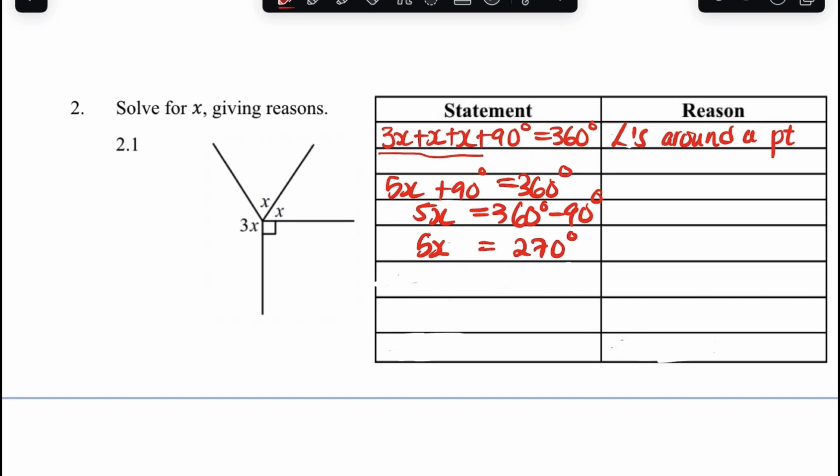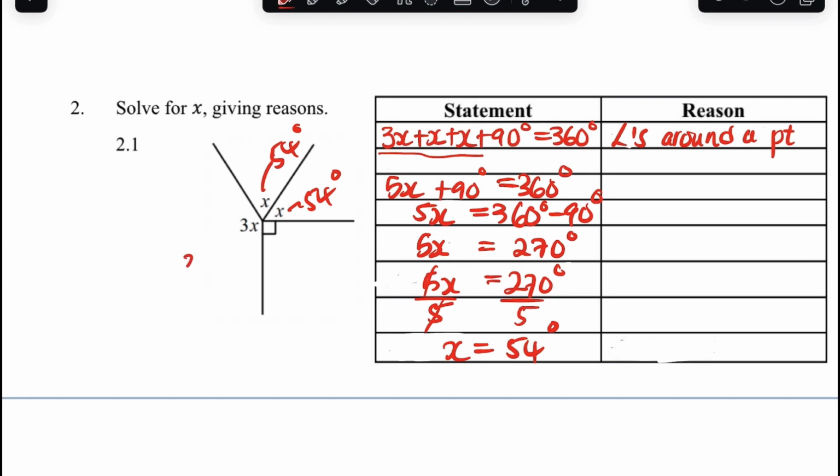270 degrees divided by 5. So we'll have 5x here, and we will divide by 5 both sides. So x is going to be what? 54 degrees. So x is 54, this angle is 54 degrees, and this angle is 54 degrees.